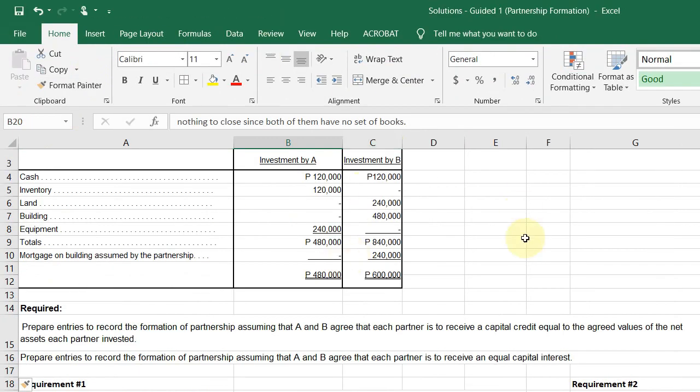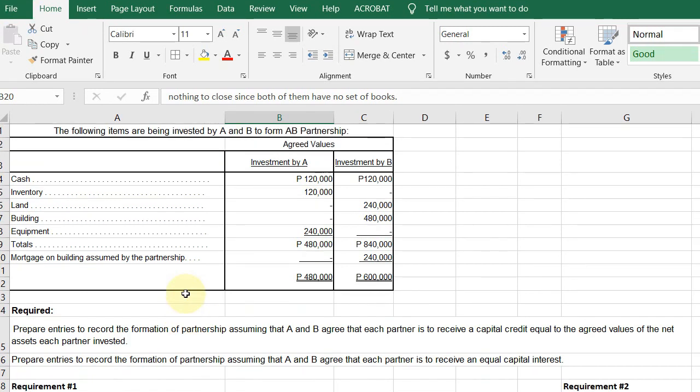Okay, hello guys. So here are our guided exercises for partnership formation, solutions for guided one. Okay, so let's start, everyone. As you can see, I already have the solutions. So I will discuss them one by one.